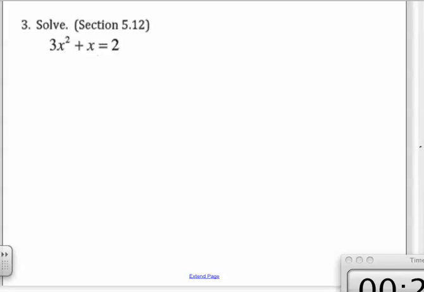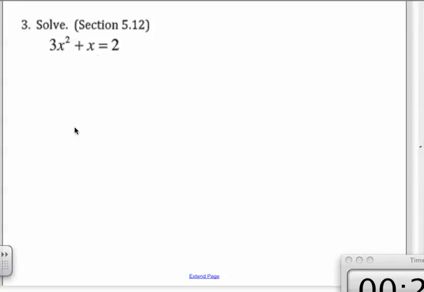Okay, guys, in problem number 3, it asks us to solve this problem. But let me ask you this, just before we get started, is this going to be a linear equation or is it a quadratic equation? Arjun? Quadratic. And whenever I solve a quadratic, I got to get everything on one side with 0 by itself. So guys, let's look at this.